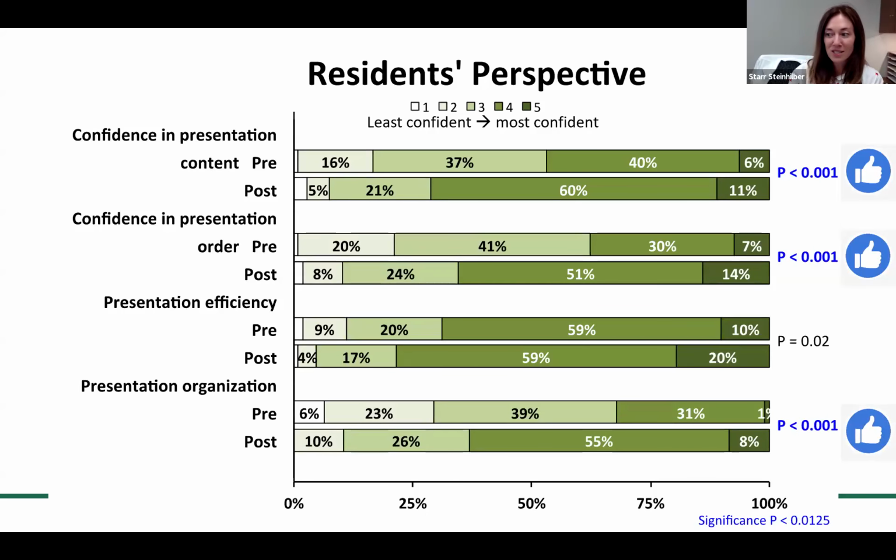So the little Facebook thumbs up are the ones that were statistically significant. We had to use a Bonferroni correction, so that's why the P value of 0.02, though normally would be significant, is not in this case because of the number of questions in the survey. But it still was wonderful. And I'll just mention it is perceived efficiency. We did not go around and time people with how long it took them to present a patient. There were too many variables, unless you had someone present the same patient twice or 2 people present the same patient. So this is all perception, but still greatly improved in that.